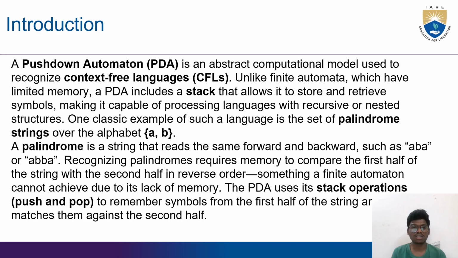A palindrome is a string that reads the same forward and backward, such as ABA or ABBA. Recognizing palindromes requires memory to compare the first half of the string with the second half in reverse order, something a finite automaton cannot achieve due to its lack of memory. The PDA uses its stack operations, push and pop, to remember symbols from the first half of the string and match them against the second half.